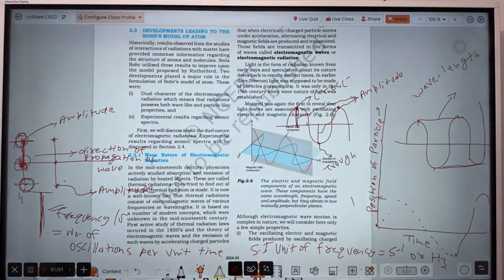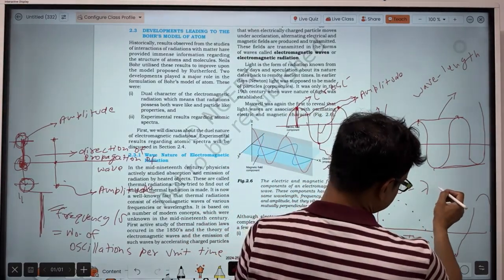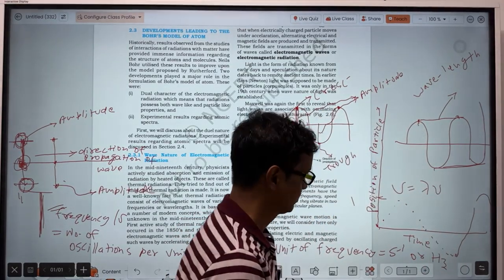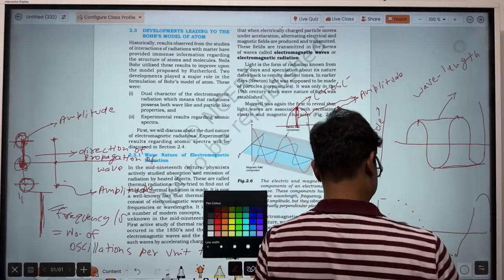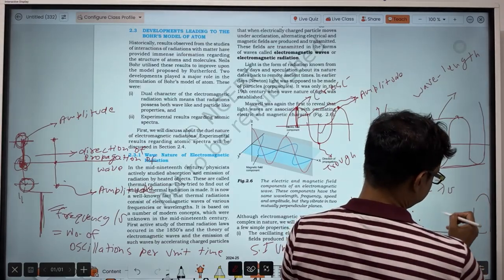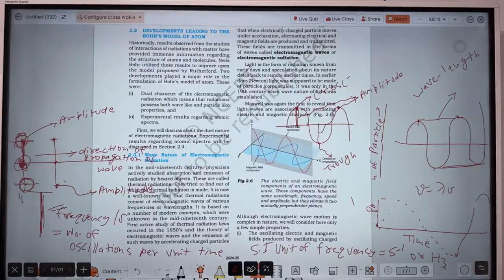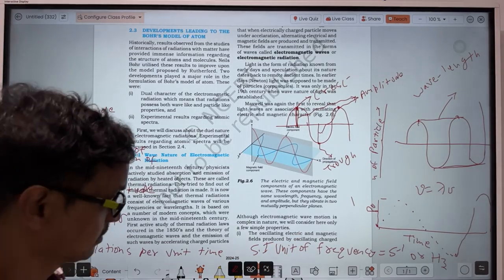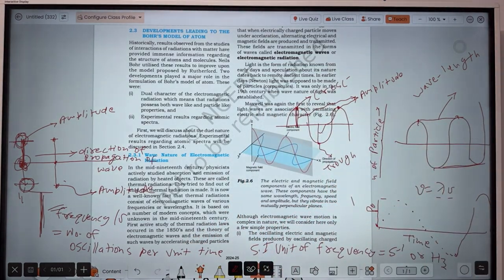Okay, and for any wave, velocity will be equal to its wavelength into frequency. The velocity of any wave will be equal to the wavelength of that wave into its frequency. That is the relationship between the velocity, that is the speed of that wave, the wavelength, and the frequency of that wave.